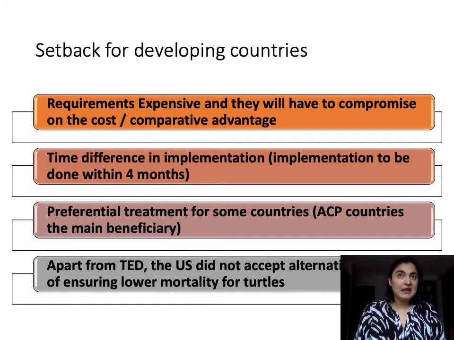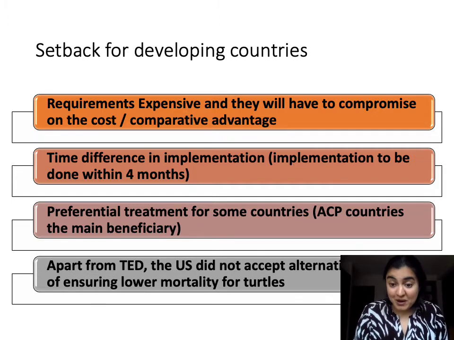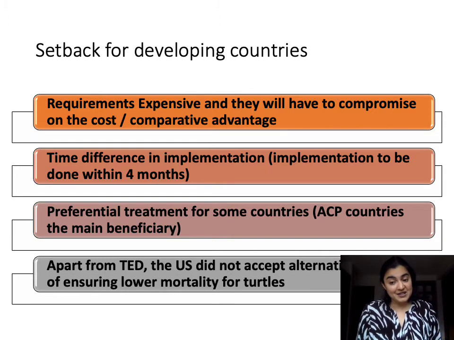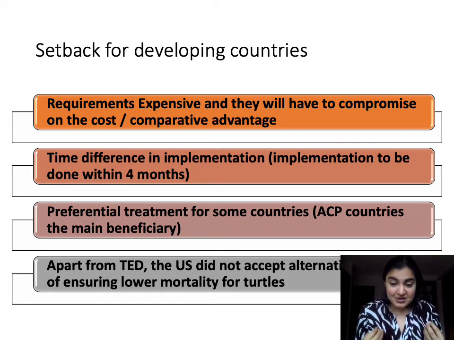And then again, many countries in Asia had a huge problem with this prohibition, with this ban in the US, because they felt that the time allowed for implementation was very short. They were only given 4 months to adapt to this new way of fishing. And when you're looking at developing countries where fishing industries usually are quite unorganized, you cannot change the way shrimping is done or the shrimps are harvested over 4 months. It is just not enough.